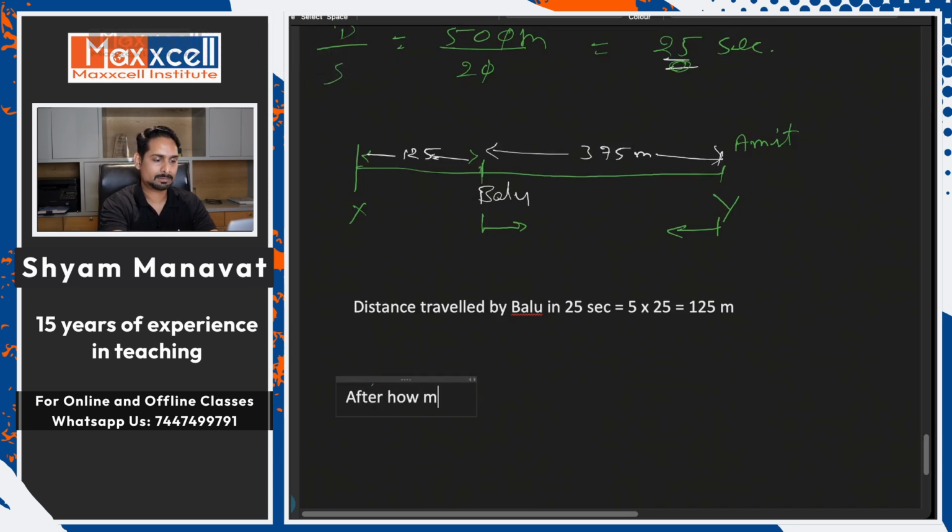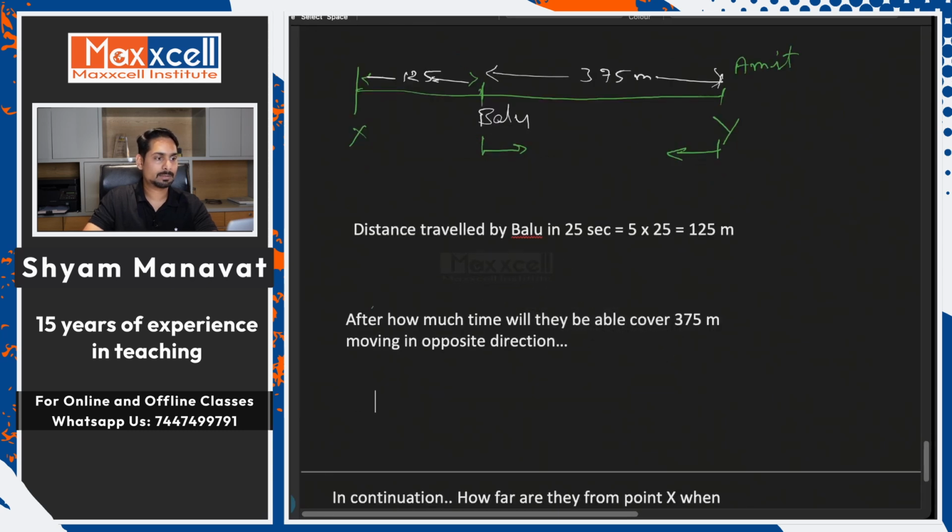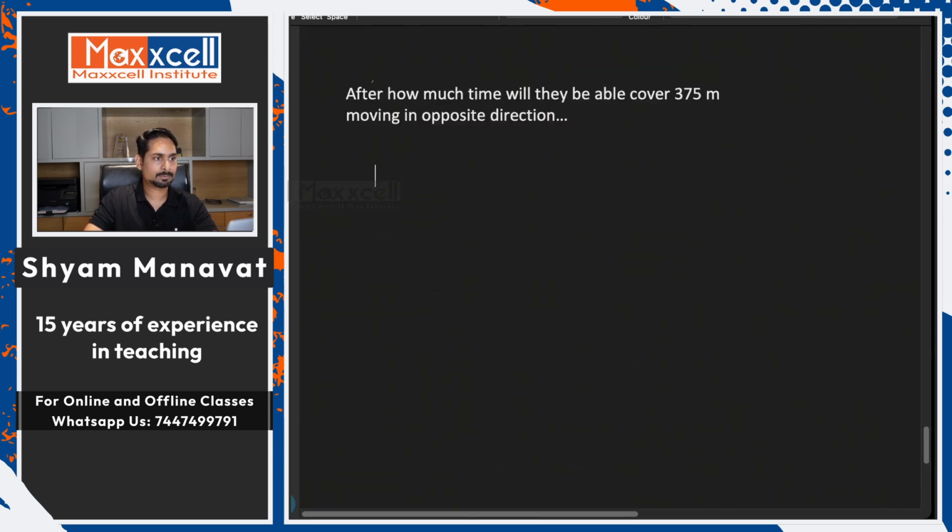After how much time will they meet, or will they be able to cover this 375 meters moving in the opposite direction? See, they are moving in opposite direction now. So how will you calculate this? We need to calculate time, right?